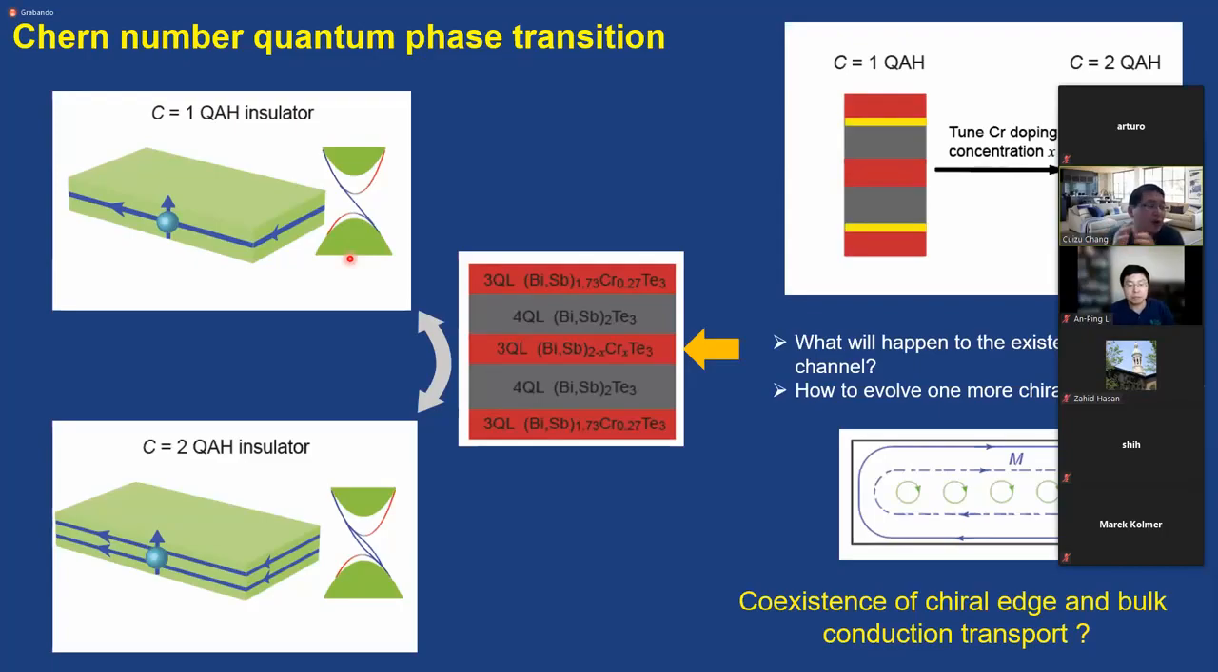So we will think about, if we systematically tune the chromium doping level, can we see the Chern number change induced quantum phase transitions between the C equals 1 to C equals 2 quantum anomalous Hall insulators. And we will take a look at what happens to the existing chiral edge state of the original C equals 1 quantum anomalous Hall insulators and how to involve one more chiral edge state in the quantum anomalous Hall insulators.